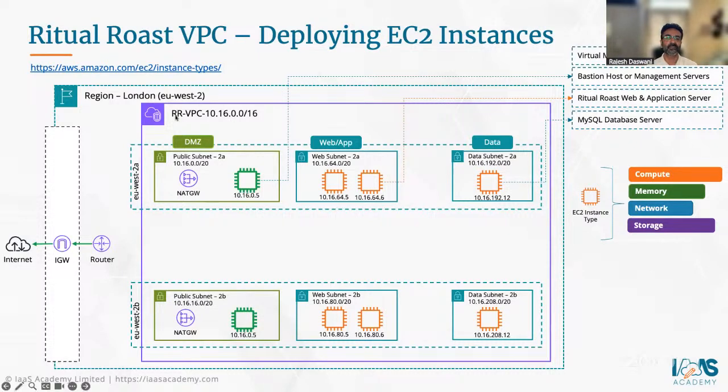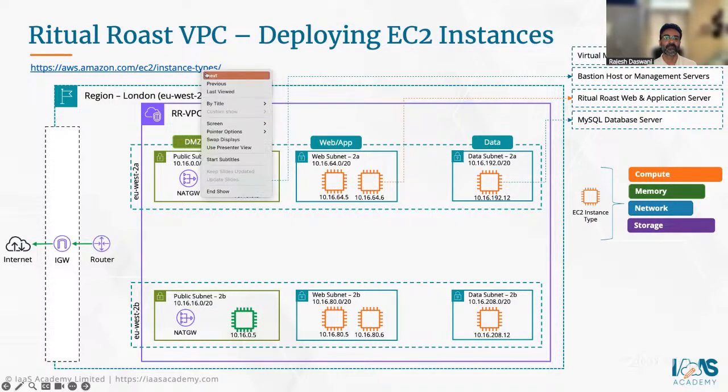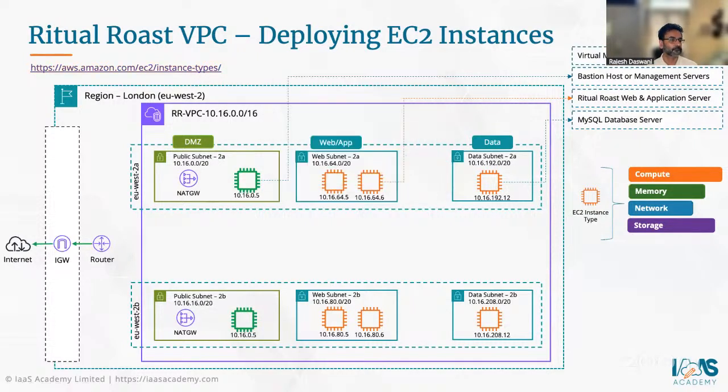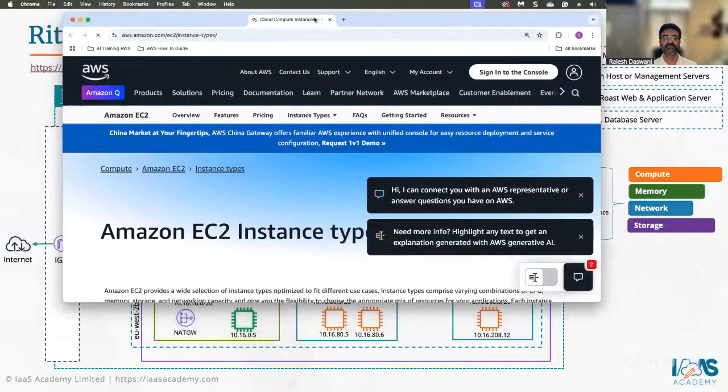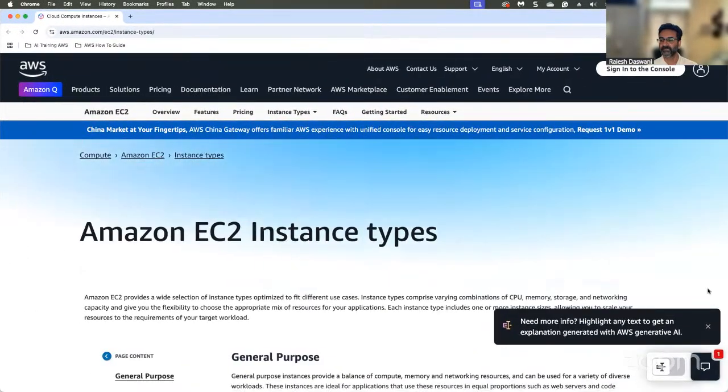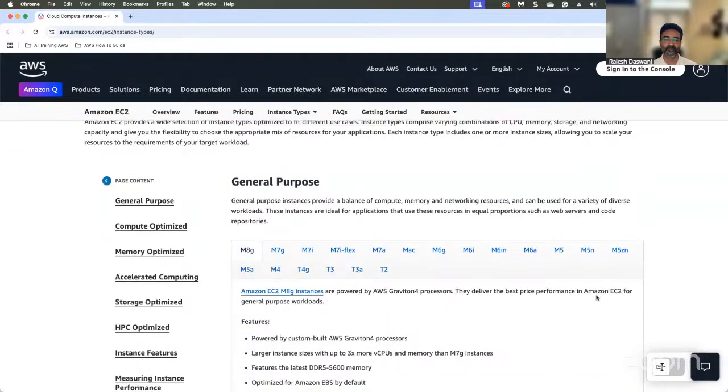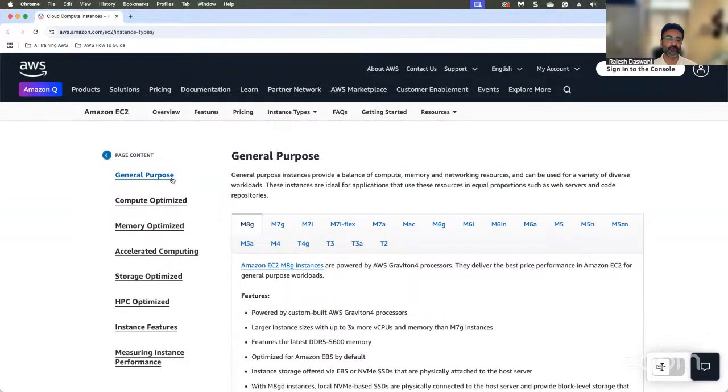I've got a link over here that you should really visit, which gives you a breakdown of the different instance types and families that are available on AWS. In fact, let's quickly do that. So this is the list of different EC2 instance types. And you want to remember the families of the instance type. So you've got general purpose, compute optimized, memory, accelerated, storage optimized, etc.